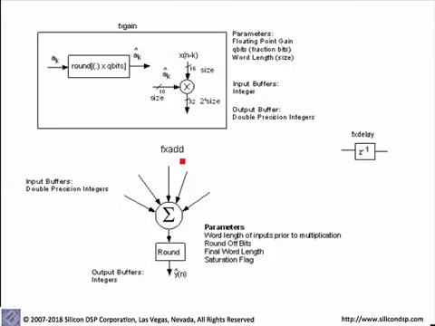So the parameters for FXAdd are the word length of inputs prior to multiplication, which in this case are 16 bits, the number of round-off bits, which typically matches the number of bits that were used to represent the fractional part of the coefficients, the final word length, and a saturation flag. If you turn on the saturation flag, the results of the accumulation will actually be saturated based on the specification of the final word length.